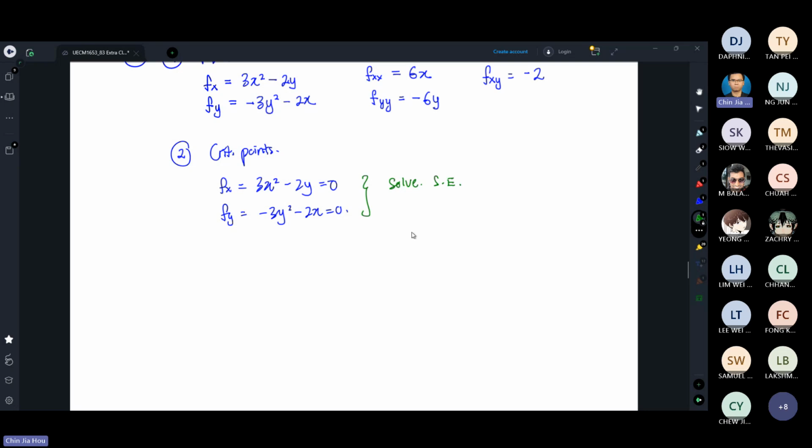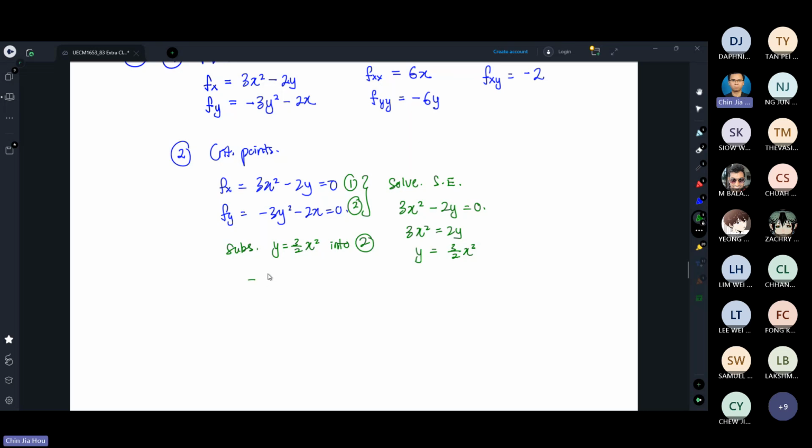So let me begin with, say, the first equation. 3x squared minus 2y equals to 0. So I know that 3x squared equals to 2y. So y equals to 3 over 2 x squared. So this is the relation that I get, which doesn't help me to answer anything yet. So I substitute the y equals to 3 over 2 x squared into equation 2 and hope that something can happen.